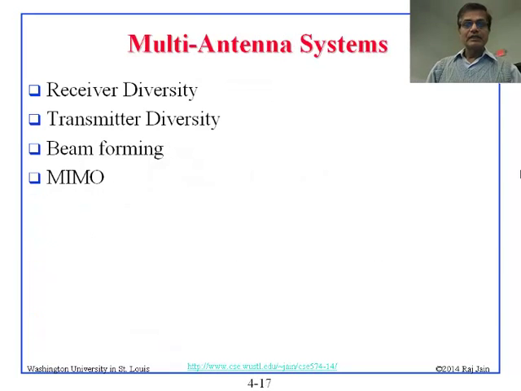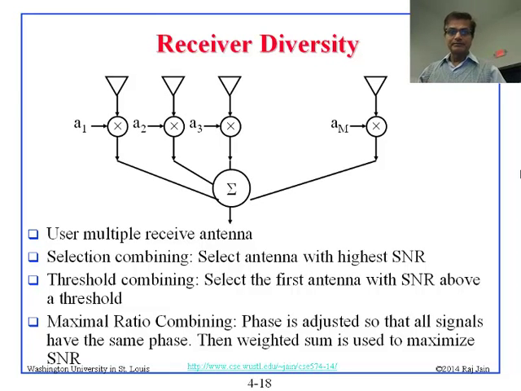Okay. All right. So next thing is multi-antenna systems. You don't have to have one antenna. You could have more than one antenna. So you could have multiple receiver antennas. We call it receiver diversity. You could have transmitter diversity, which means multiple transmitting antennas, or beam forming, which is basically directional, and MIMO, which is multiple input and multiple output. So we'll explain all of those in a minute.